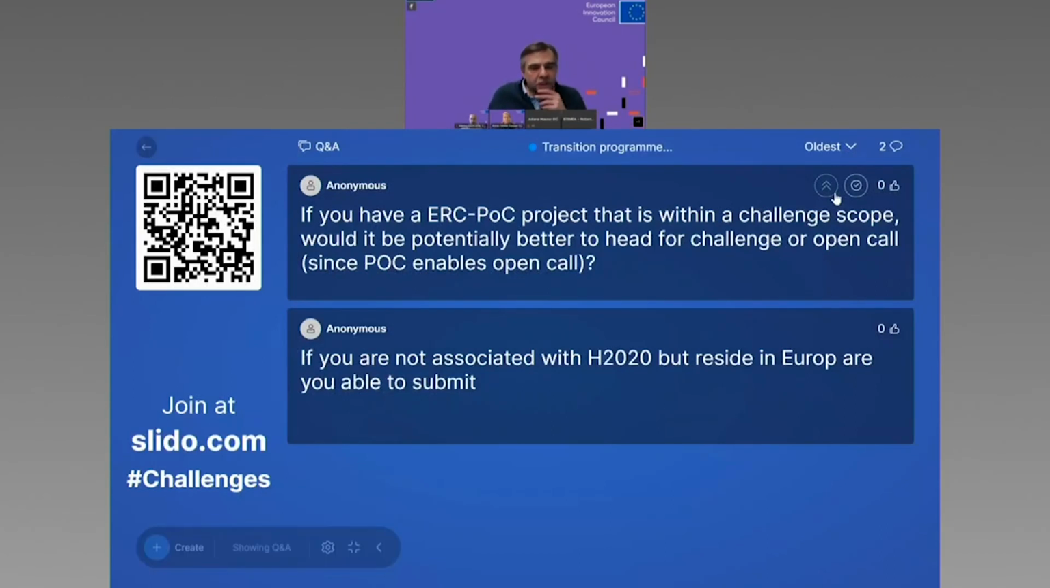Thanks, Anne-Marie. If you have an ERC POC project that is within a challenge scope, would it be potentially better to head for challenge or open call, since POC enables open call? Yeah, I'm not sure whether the question is about success rate. I don't see why. What do you think, Marco? Is there a take on this?